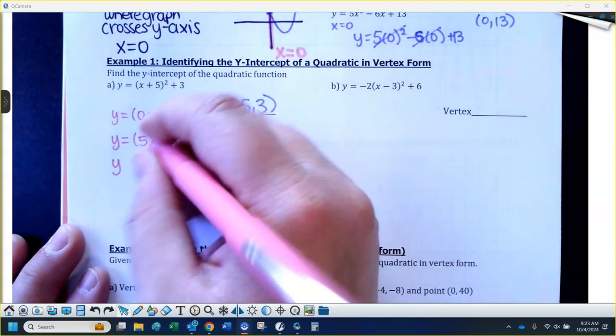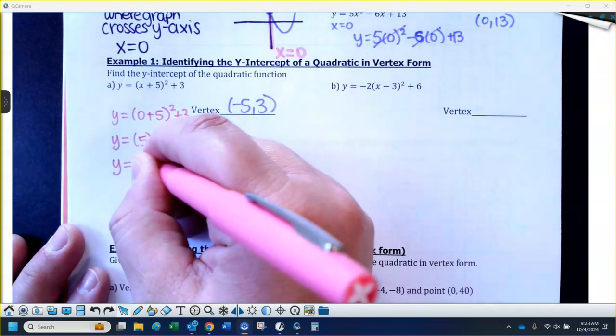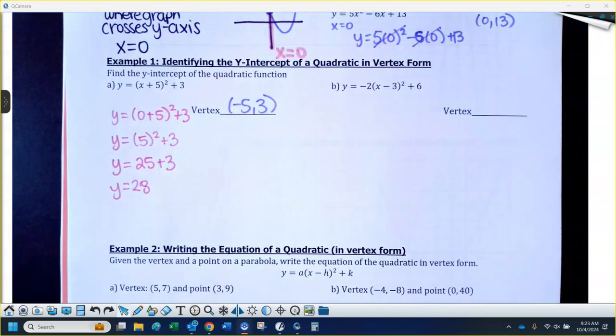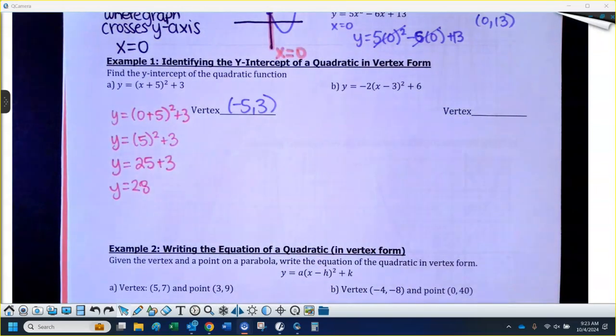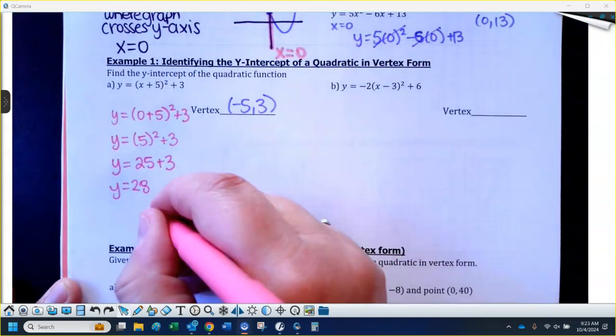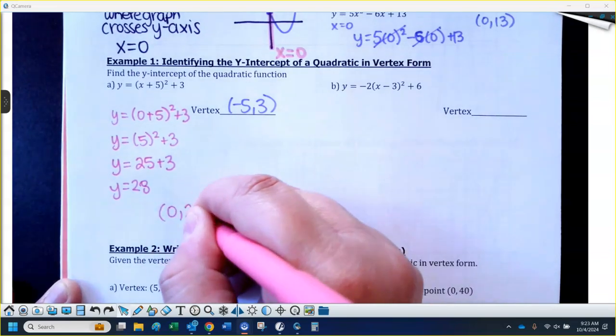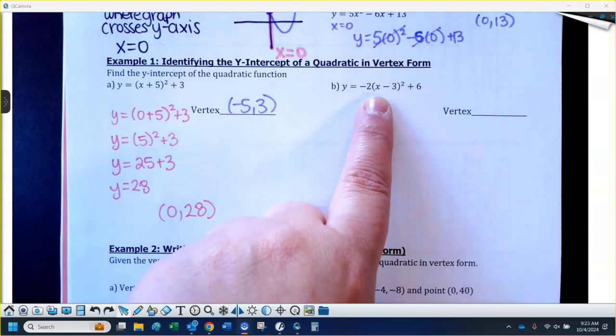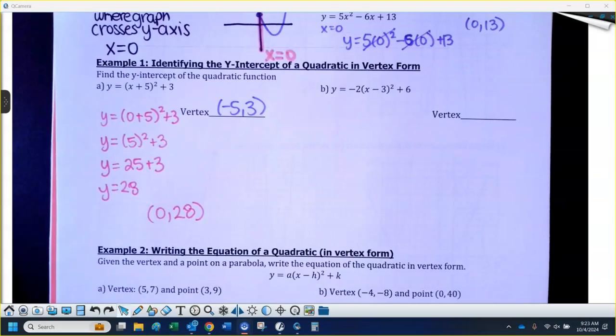Okay, so if I square 5, I'm going to get 25 plus 3. So I'm going to get 28. And then remember, that 28 is the y-coordinate of that y-intercept. So the actual point where the graph would go through the y-axis would be (0, 28). So that would probably not be something I would ask you to graph, because that would have to be a humongous graph. Okay, what about the vertex for this second example I have here? What would you tell me the vertex is?